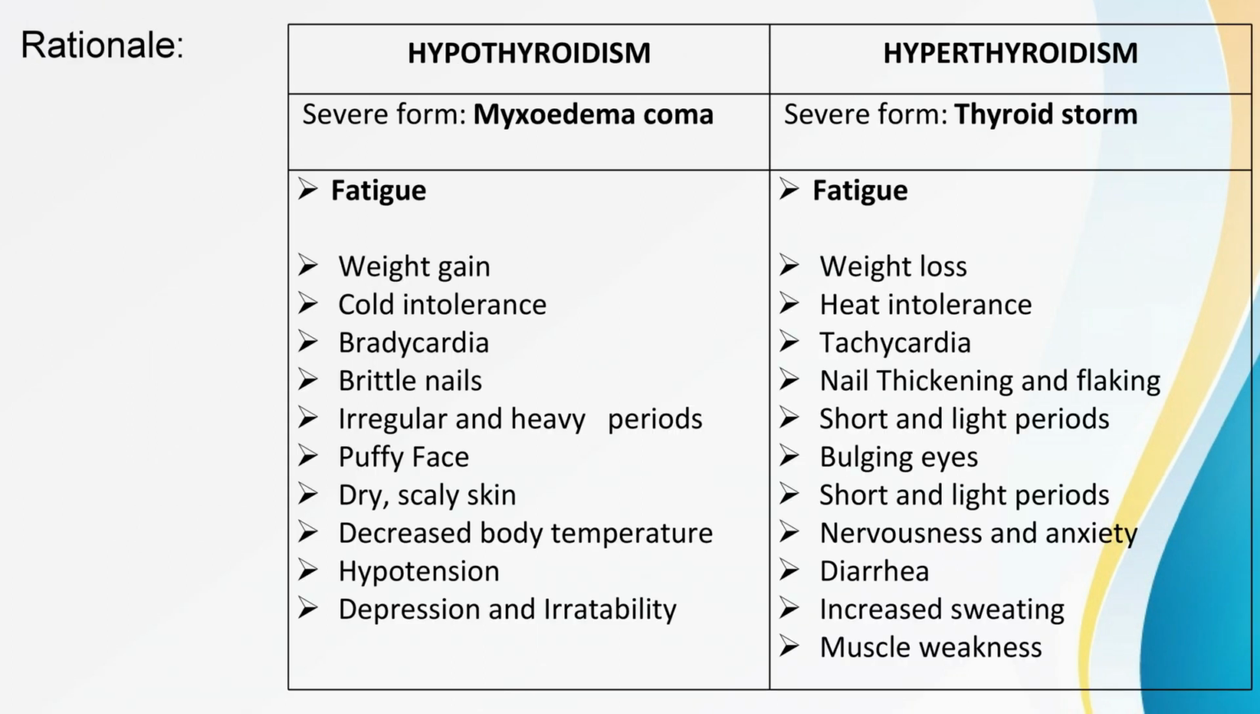In hypothyroidism, the clinical manifestations are fatigue, weight gain, cold intolerance, bradycardia, brittle nails, irregular and heavy periods, puffy face, dry, scaly skin, decreased body temperature, hypotension, depression and irritability. The severe form of hypothyroidism is myxedema coma. In hyperthyroidism, the clinical manifestations are fatigue, weight loss, heat intolerance, tachycardia, nail thickening and flaking, short and light periods, bulging eyes, nervousness and anxiety, diarrhea, increased sweating, muscle weakness. The severe form of hyperthyroidism is thyroid storm. Always remember that fatigue is common in both hypothyroidism and hyperthyroidism.